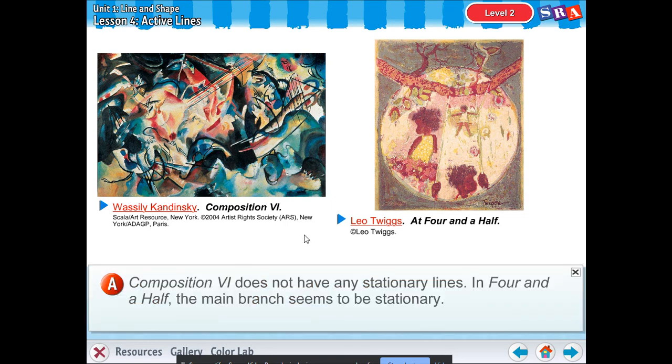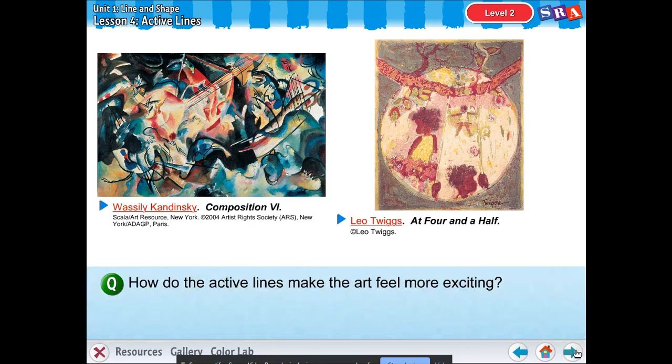Do any lines seem to stand still? Let's look. Okay, this one right here doesn't have any lines. It looks like it's standing still. Actually, it doesn't look like anything is still. Everything looks like it's moving. Over here, maybe the main branch looks like it's staying still. I don't know. It's curved, so I don't know. It doesn't look like anything to me is staying still. Looks like everything is moving.